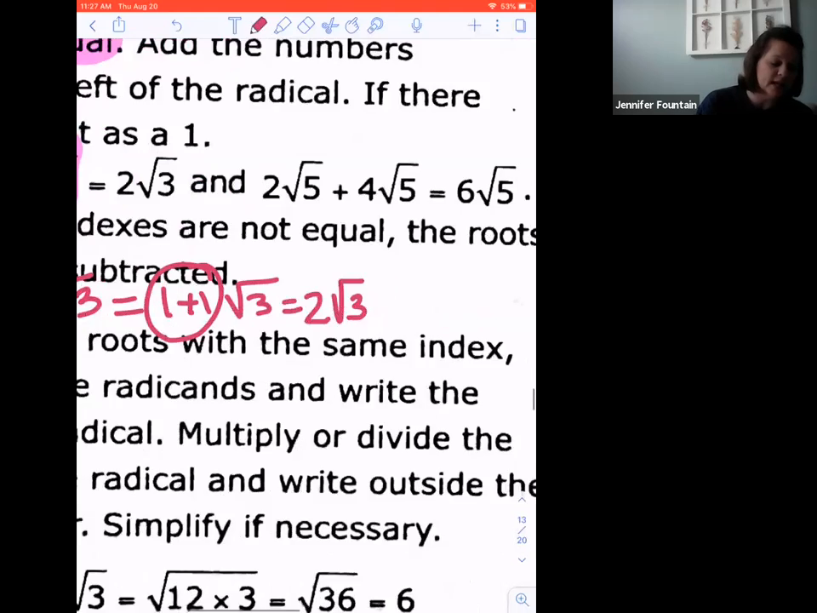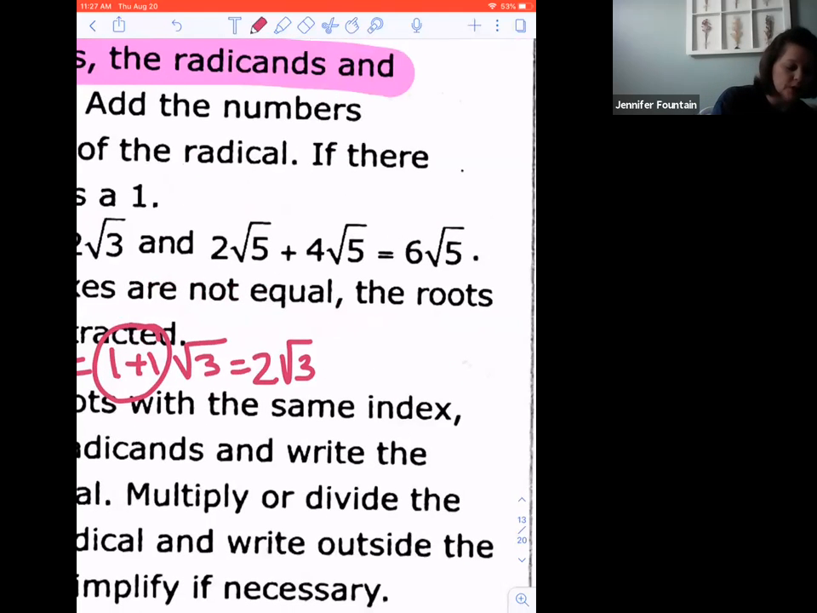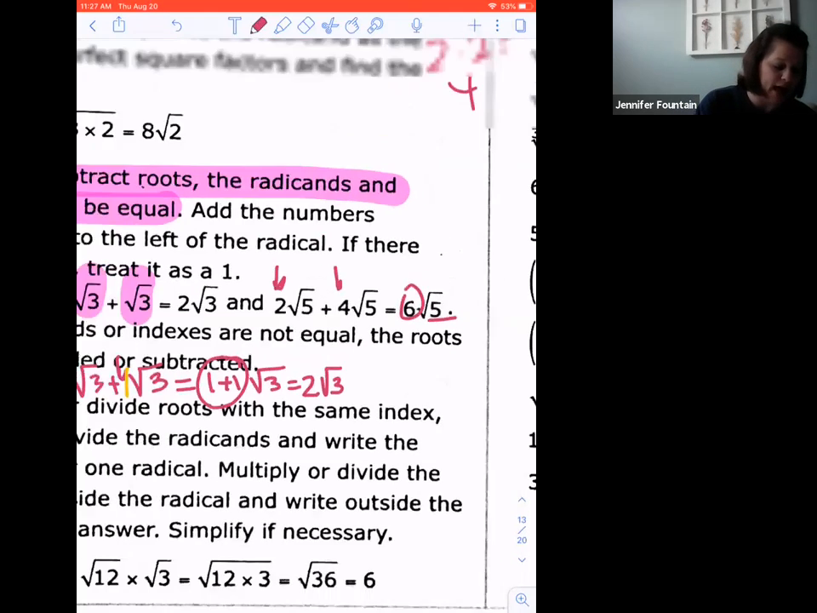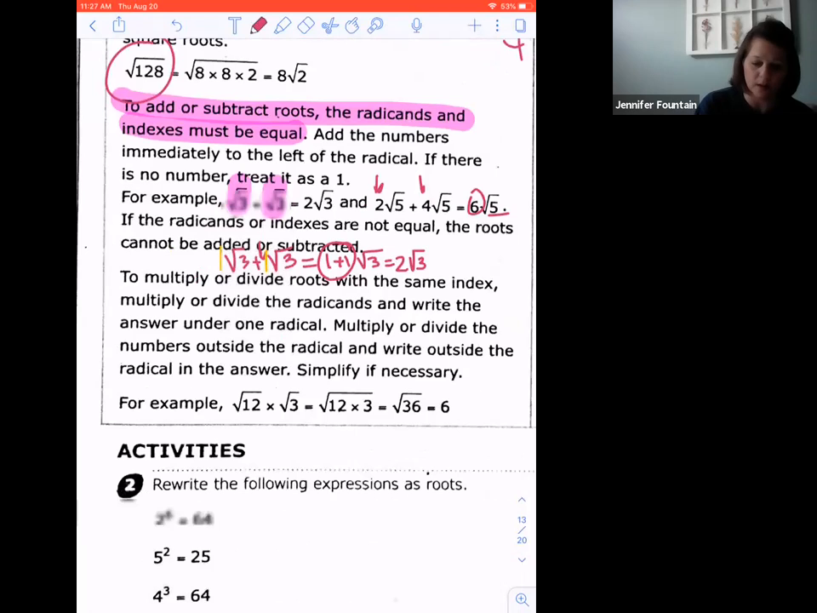So if we look at this next one here, I have numbers written in front of the radical. I have a 2 and a 4. 2 plus 4 is 6. But then I keep my radical the same. All I have to do is add the numbers in front of the radicals and then keep the radical the same. That is when I am adding or subtracting. The main thing with that, though, is the index and the radicand have to be exactly the same.